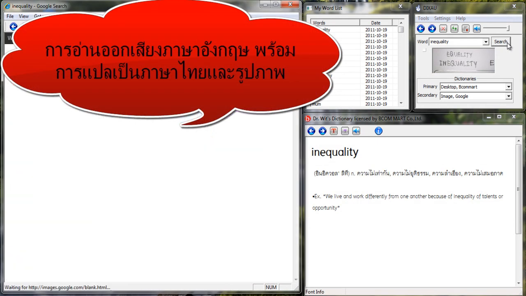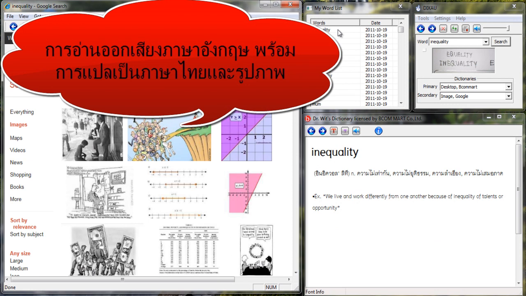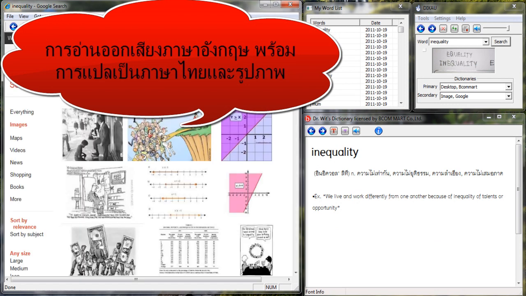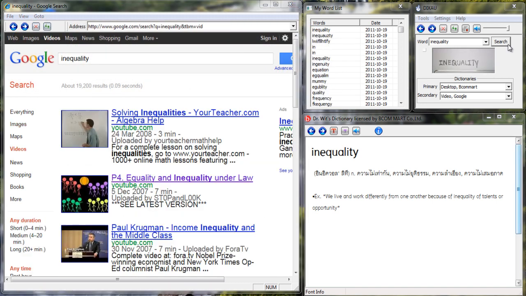Inequality, inequality, inequality, inequality. Inequality, inequality.